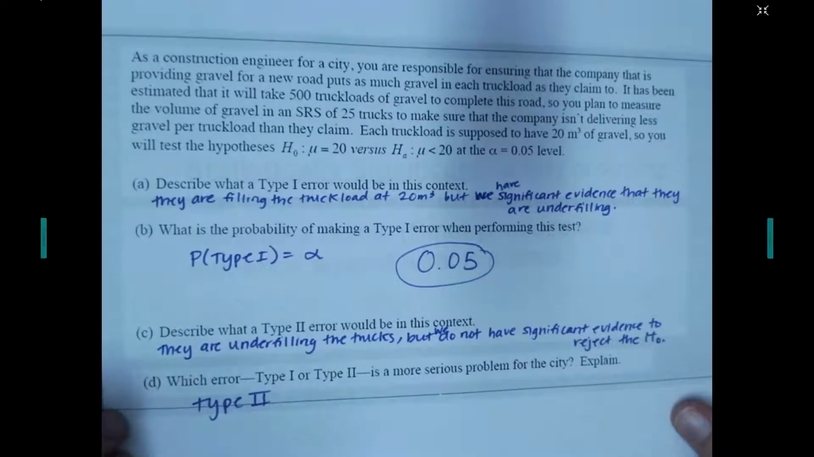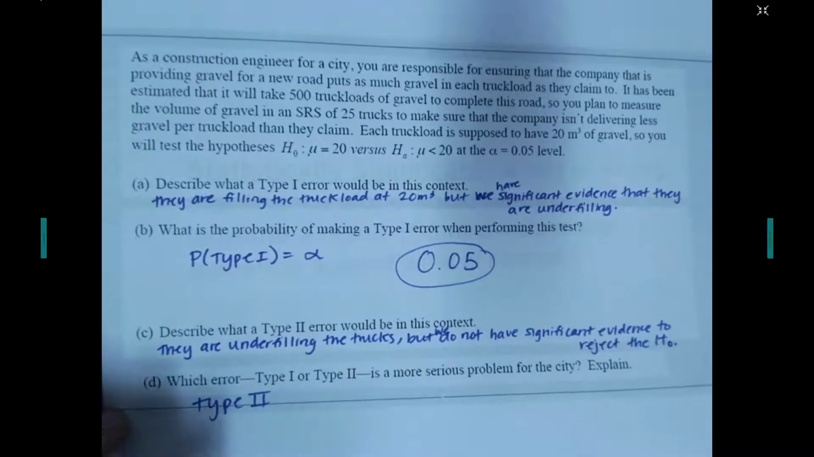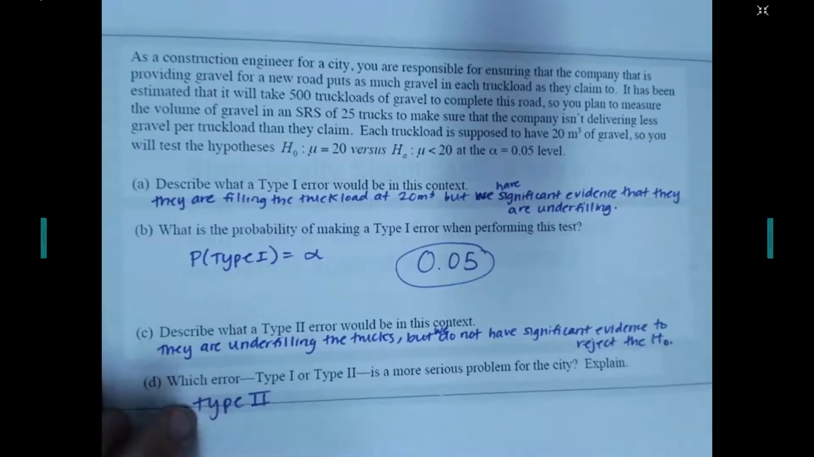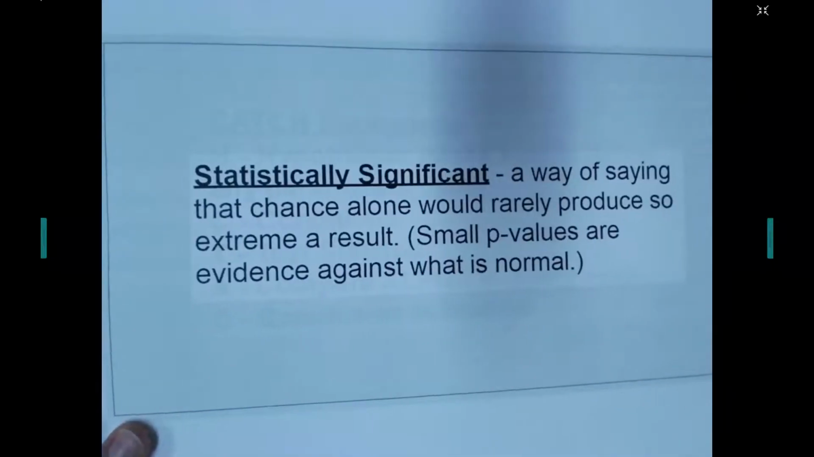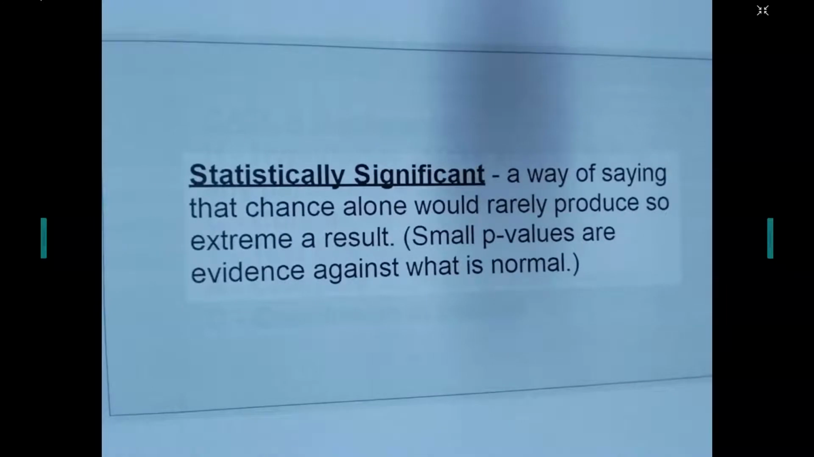Okay. All right, one term I want to make sure that you understand before we move on, and because we're going to hear it a lot in the next little bit, is the term statistically significant. And this is something that's very important, and you hear this all the time. Like when you see studies about different things, they'll say, well, there was statistically significant evidence. Statistical significance is just a way of saying that chance alone would rarely produce so extreme a result.